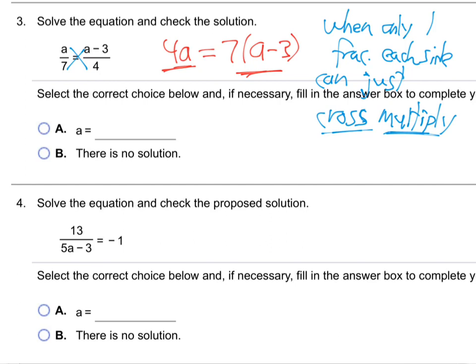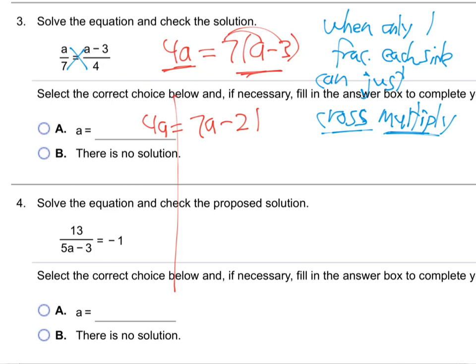So now what'll happen? Well, this distributes. 4a is 7a minus 21. Good to there so far. Here's the wall. Remember, I think it might help if you put a wall in for the equal sign. It helps you look at it so you can see right side, left side. Those sides are equal, they're balanced.